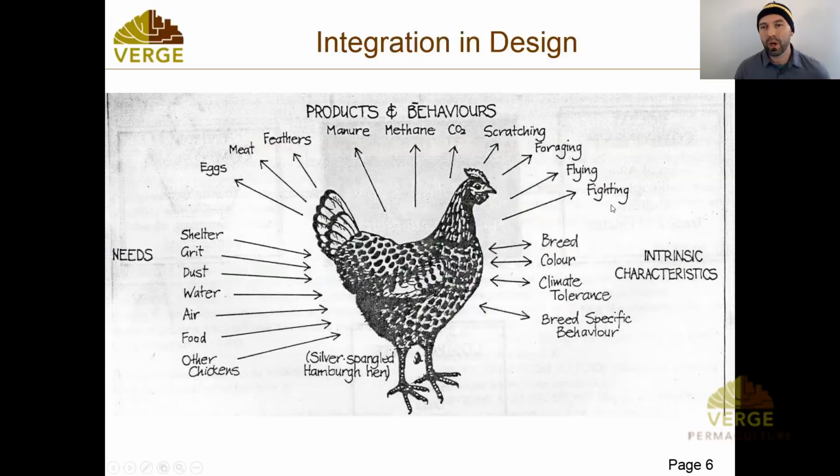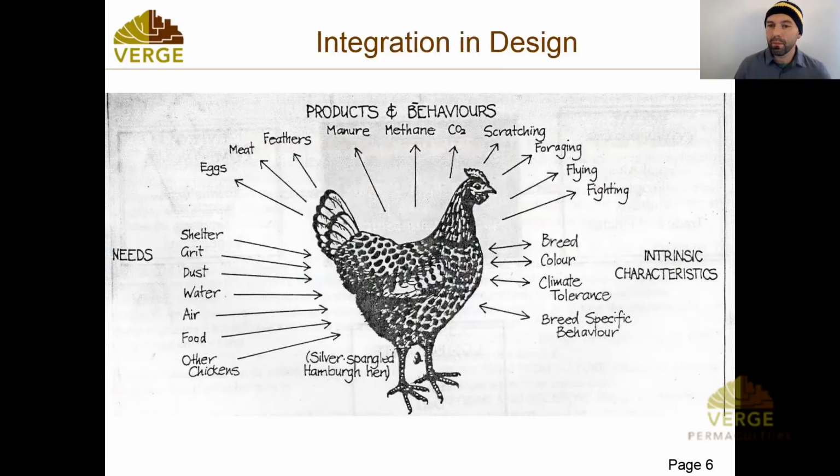There's a product or behavior or a yield that's missing here, and that's entertainment. Anybody that's had chickens knows that they are absolutely hilarious, and it should be on this product list there. I should make a little arrow that says entertainment. And then the intrinsic characteristics are going to be based on breed, the color of the chicken, climate tolerance, and breed-specific behavior.